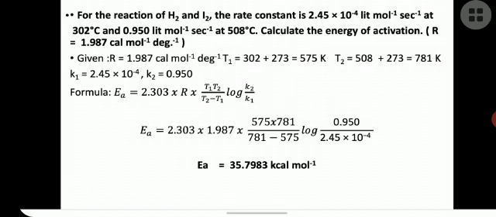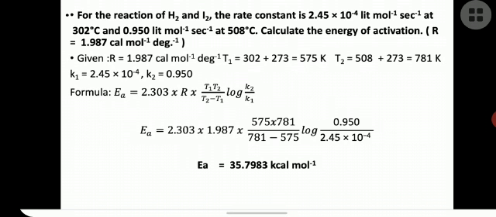I suppose to read the problem again. For the reaction of H2 and I2, the rate constant is 2.45 into 10 raised to minus 4 liter per mole per second at 302 degrees Celsius and 0.950 liter per mole per second at 508 degrees Celsius. Calculate the energy of activation. R is given to us. It is 1.987 calories per mole per degree.